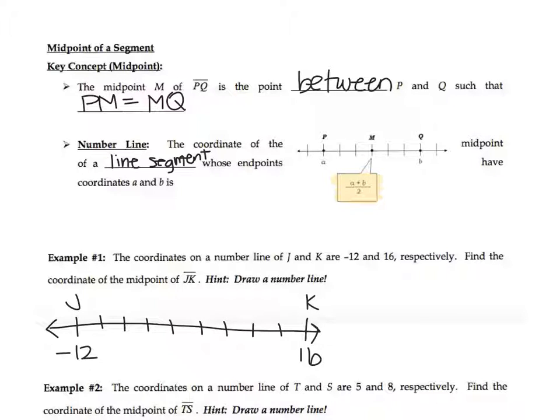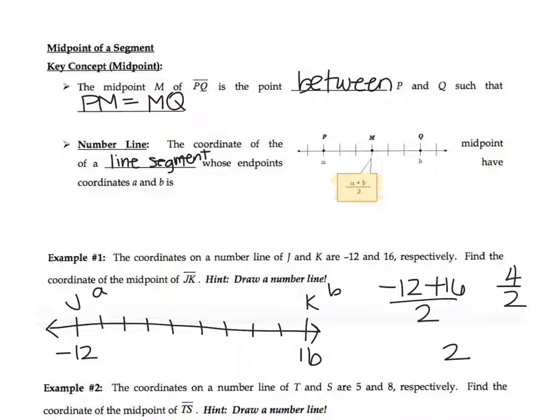So I want to figure out exactly where the midpoint is. So if I label J as A and K as B, we're going to do -12 plus 16 divided by 2. -12 plus 16 is 4, so we get 4 divided by 2, which means the midpoint is at 2.